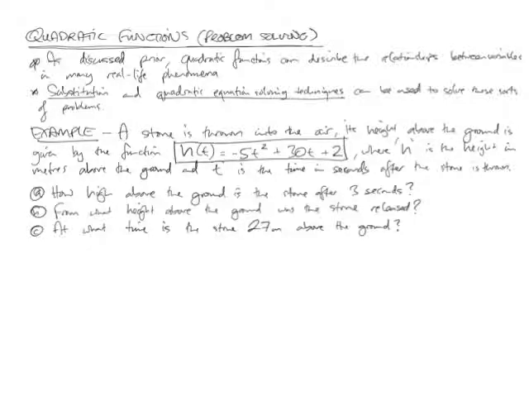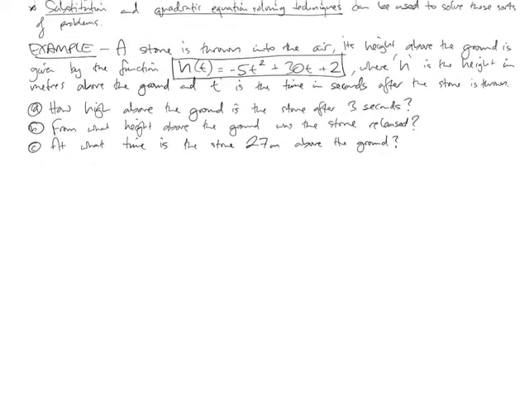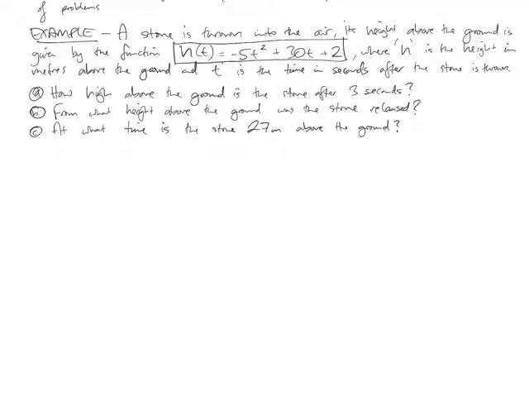So in the previous video we talked about how quadratic functions can describe relationships between variables in many real life situations, usually things involving a parabola, like parabolic paths, that sort of thing. We also talked about how substitution and techniques to solve quadratic equations can be used to solve these kinds of problems. So let's run through an example there because I didn't do a problem solving example in the previous video.